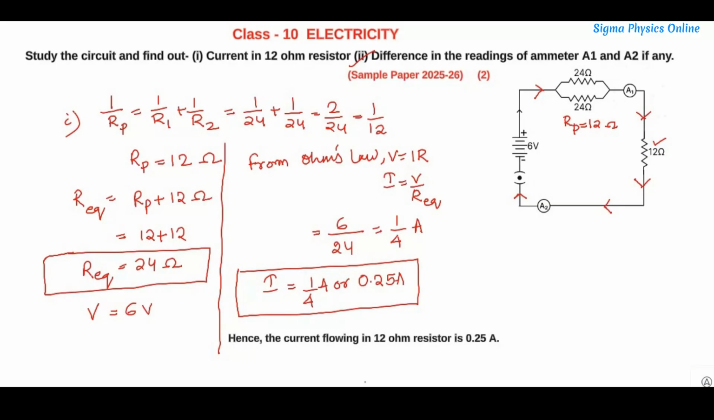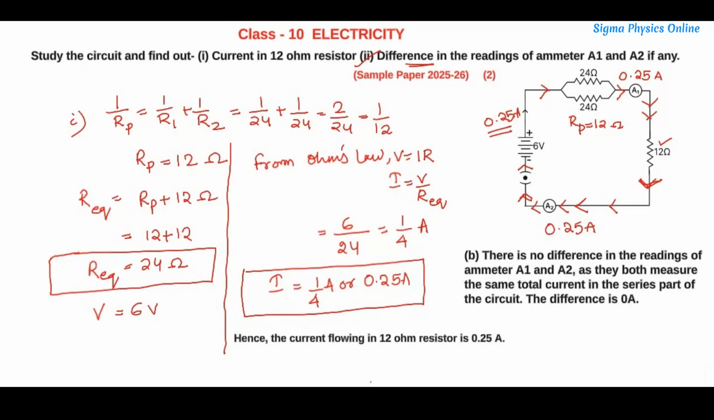Now you see the current passing through ammeter A1 is 0.25 ampere, and that current also passes through the 12 ohm resistor, and the same current passes through the ammeter A2 and reaches the battery. So since the same amount of current passes through A1 and A2, there will not be any difference in the reading of the ammeter A1 and A2, and both will show a reading of 0.25 ampere. Hence there will be no difference in the reading of the ammeter A1 and A2, or we can say that the difference in the reading of A1 and A2 is 0.